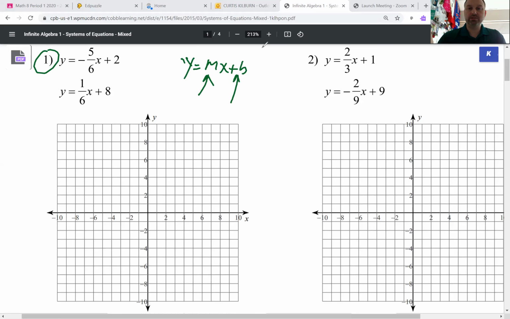Hang on one second. Where's clear? Oh, right there. Sorry. Okay, so let's get into this here.